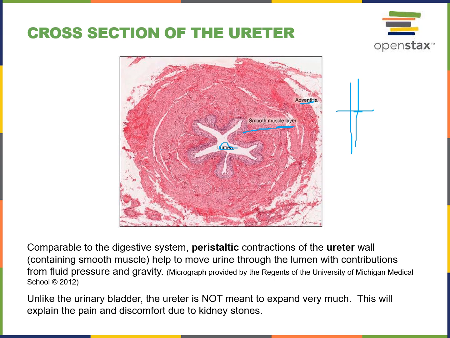But the important part here is that the urine flowing in the ureter uses peristalsis, the same movement that you learned about in the digestive system that helps to move food through the esophagus and other parts of the digestive system. So peristalsis is achieved by wave-like contractions of this smooth muscle layer that's found in the walls of the ureter.